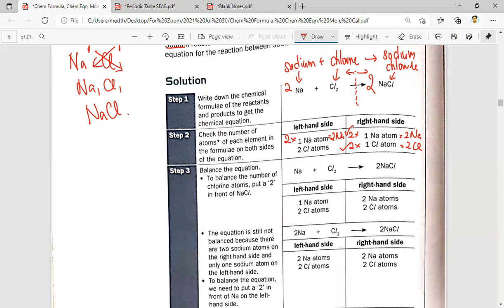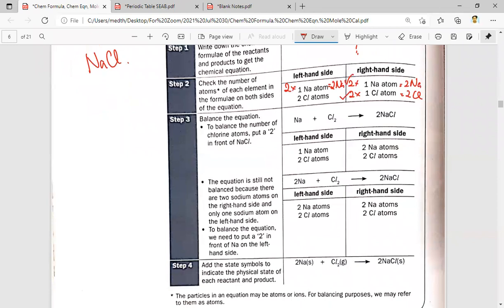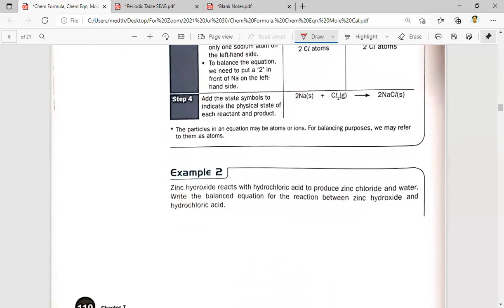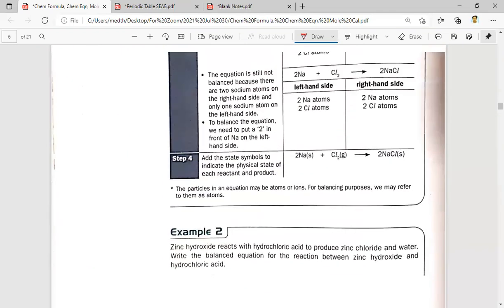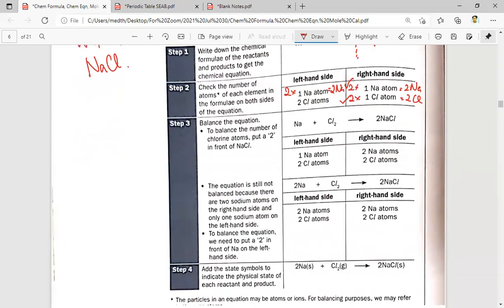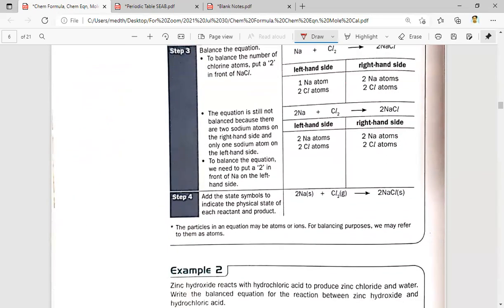Yes, it's balanced. So this is how you go about it. And then you can see here the steps that are written. This is actually page 110. Okay, so you realize by doing all these steps, finally, you got a balanced chemical equation.